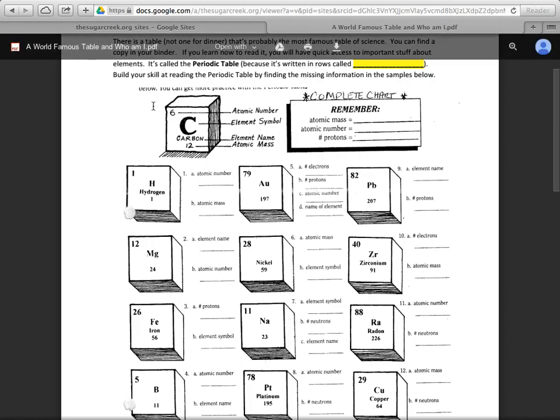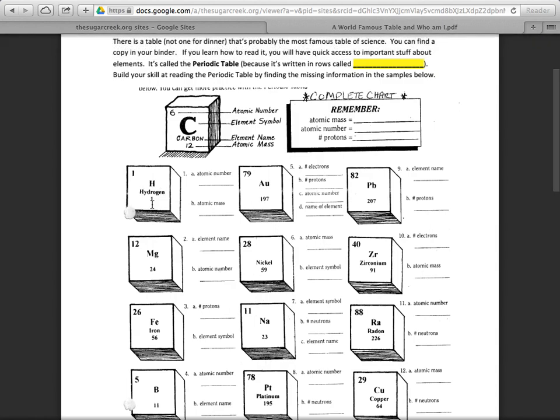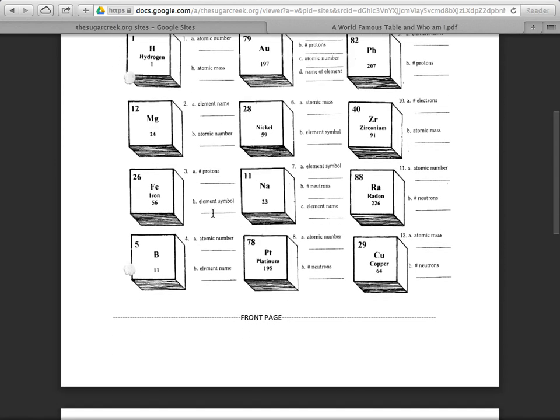Over here, this block with the C just shows you it's a key chart to show you that the number in the left hand corner is the atomic number. The letter in the middle is going to be the element symbol. The words underneath are the element name. And the number underneath is the atomic mass. So let's do the first one together. For this one here, number 1, the atomic number would be 1. The atomic mass would be 1. Flip your papers over to the back. Let me explain the back to you.